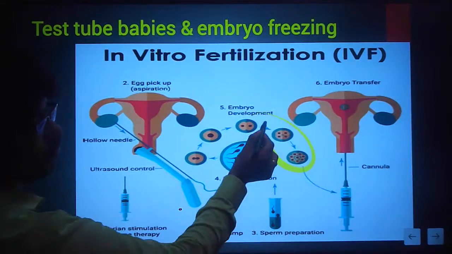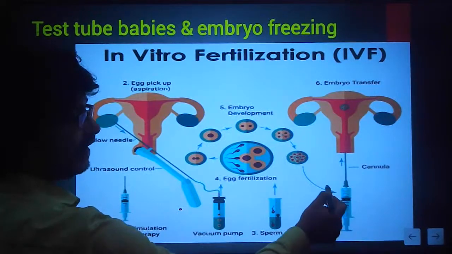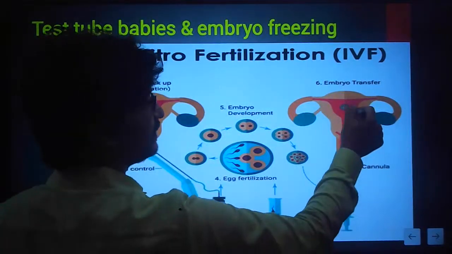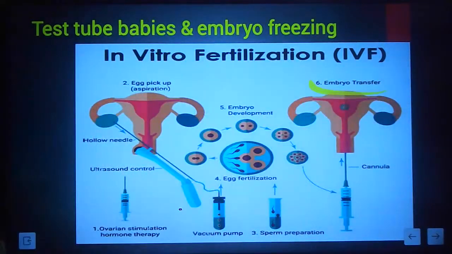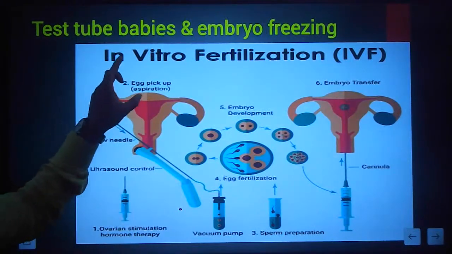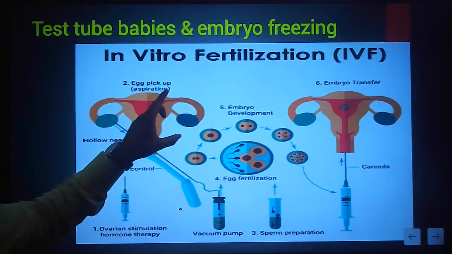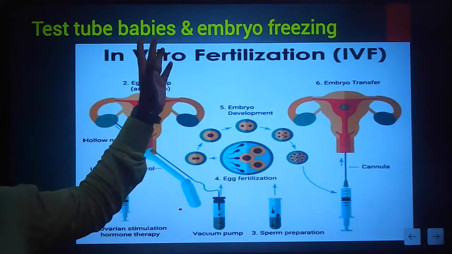Now the embryo has been formed. By means of this cannula, the embryo will be transferred to the woman's uterus. Why do we call it in vitro fertilization? Because the fertilization takes place in the test tube. That's the reason why we call it test tube babies.